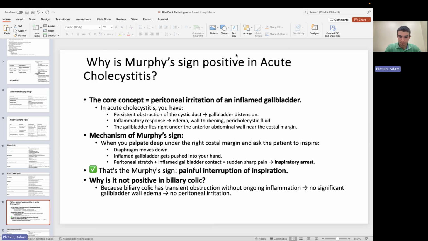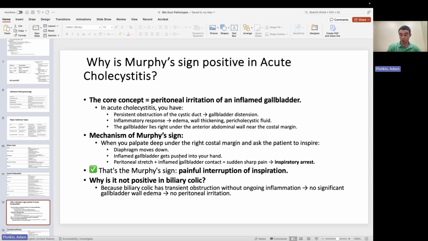So Murphy sign real quick. The core concept is peritoneal irritation of an inflamed gallbladder. In acute cholecystitis, we have this persistent obstruction of the cystic duct, and bile backs up into the gallbladder, causing gallbladder distension and inflammation. We get edema, we get wall thickening, and we get pericholecystic fluid, as fluid is kind of leaking from this edematous gallbladder. The gallbladder lies right under the anterior abdominal wall near the costal margin. So when I do Murphy sign, I palpate deep under the right costal margin, and I ask the patient to inspire. When they inspire, the diaphragm moves down, and the inflamed gallbladder gets pushed right into my hand.